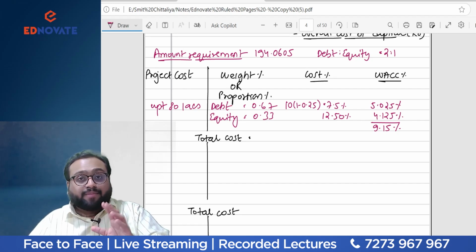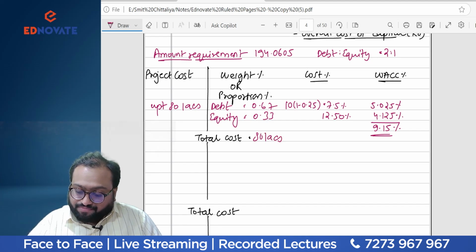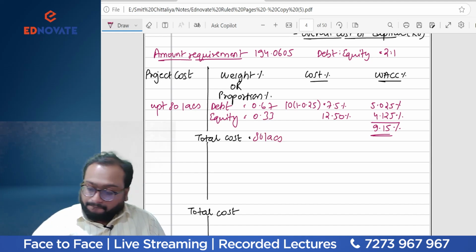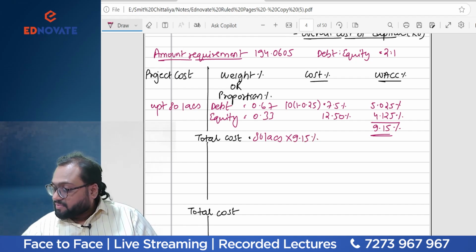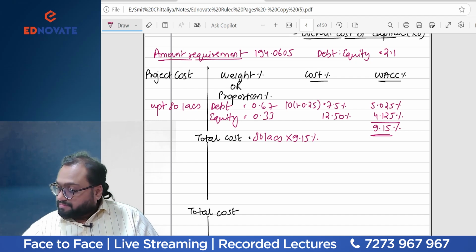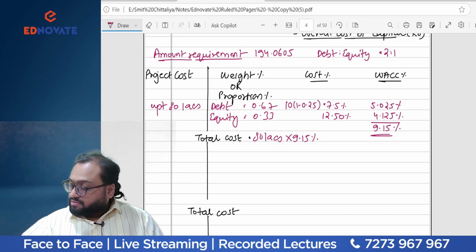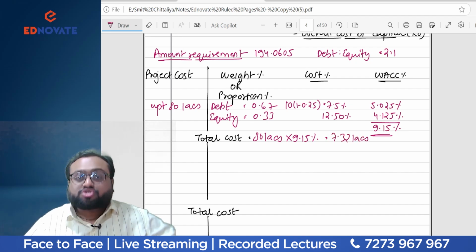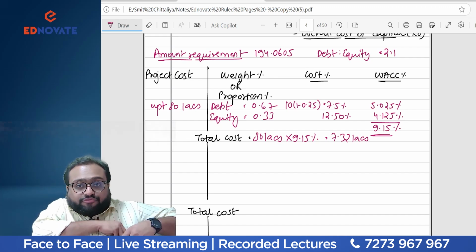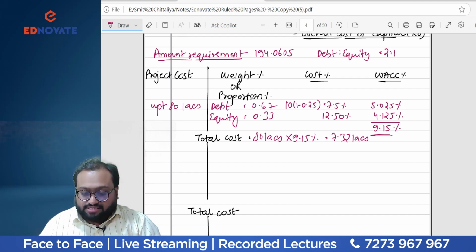What is the total cost? See, up to 80 lakhs, I'll incur a cost of 9.15%. So the total cost will be 80 lakhs into 9.15%. The total amount which will be incurred by the company will be 80 lakhs into 9.15%, which will be 7.32 lakhs. Means to get an amount of 80 lakhs, the company needs to pay from our pocket 7.32 lakhs. Do you all agree?